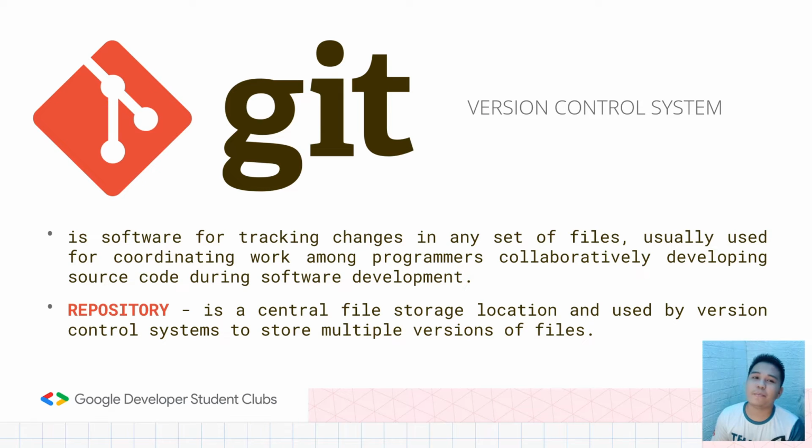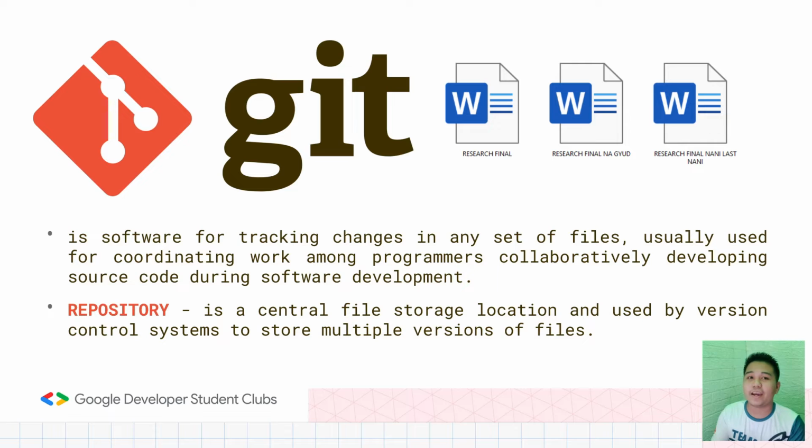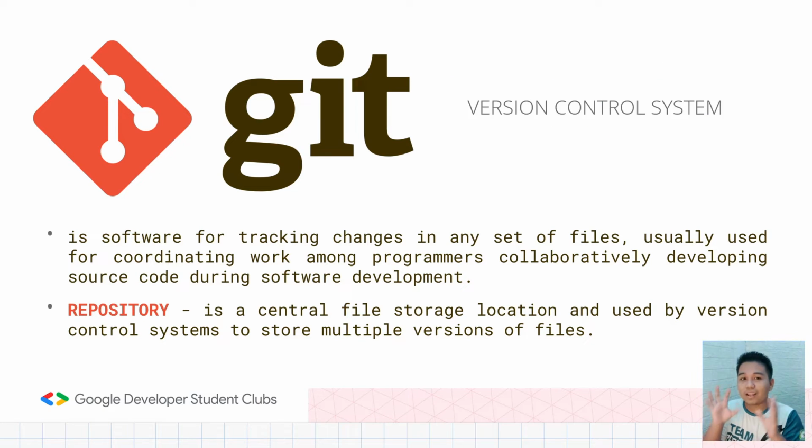For example, when you make a Word document for your research, you rename it "research final." Then "research final na good," then "research final na ni last na ni promise," so you keep piling up files, because you do not want to delete the previous one, since you might say you may still need it. So that is the purpose of Git. Instead of creating multiple files in your program, Git will take care of restoring the previous one, so you don't have the hassle.